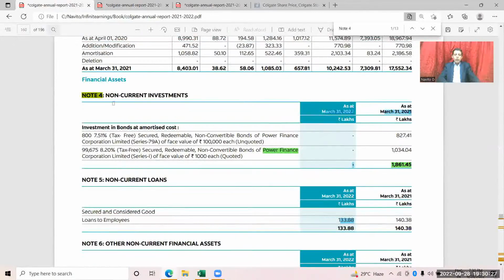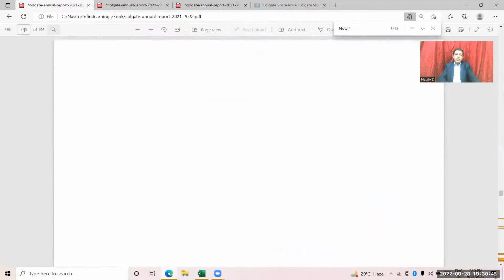Here we get note 4, long-term investment, non-current investment. These are investment in bonds for power finance. We see here 2 entries of power finance, and the total value carried is 1861.45. So this is the value which we should see in our balance sheet as well.